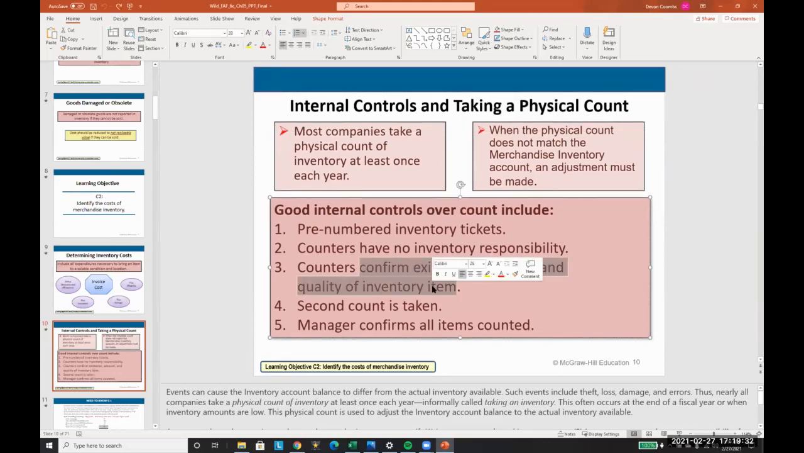And so the goal there is to confirm, hey, does this inventory actually exist? Does the company still have it? Is it obsolete? Do we have the right amount? Do we have the right weight? And then generally we'll have people take second counts, auditors take counts after those counts are done, and managers will confirm that those counts were done correctly. The reason being is because there's a lot of risk around inventory. People could steal it, it could go obsolete. So we have to do a lot of physical controls around it.